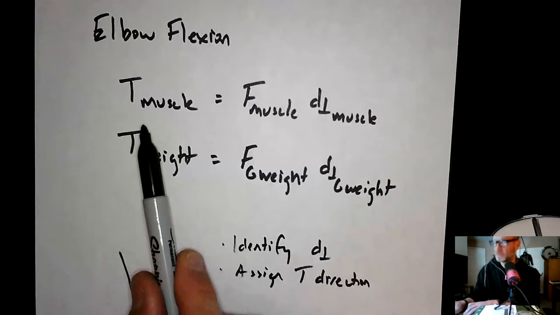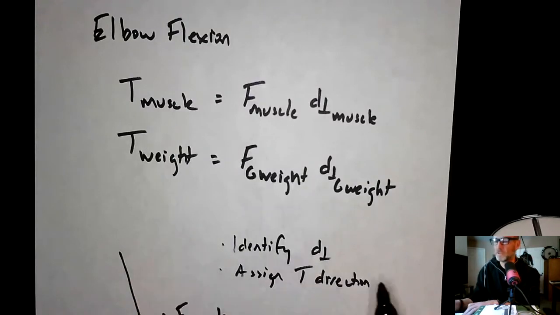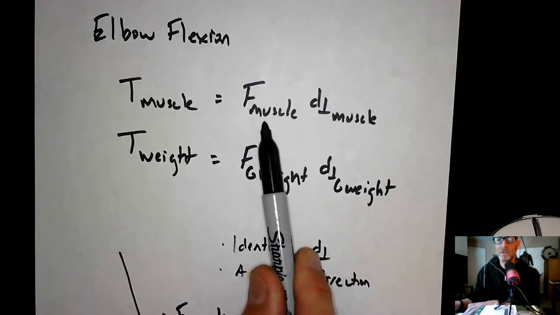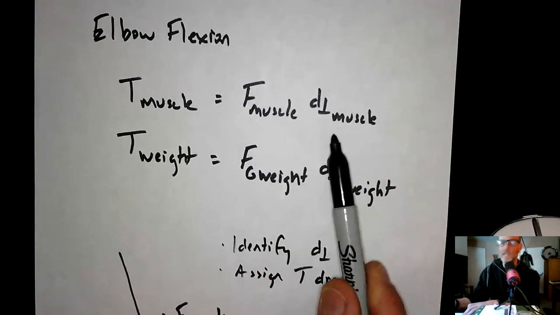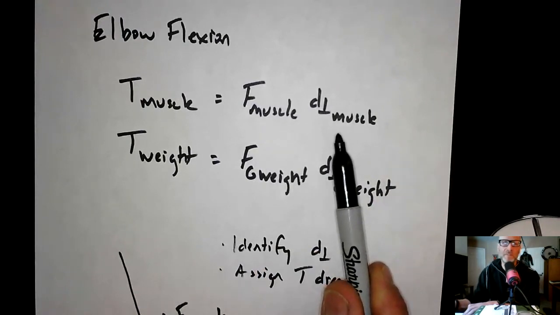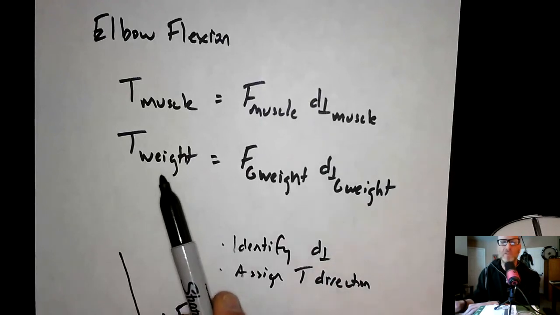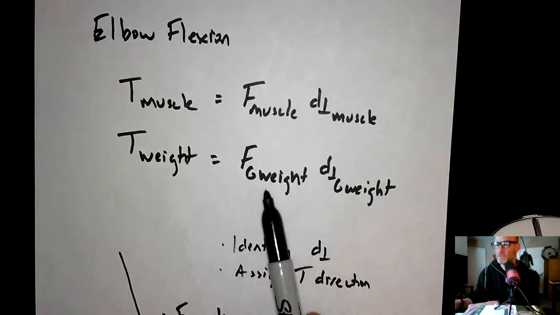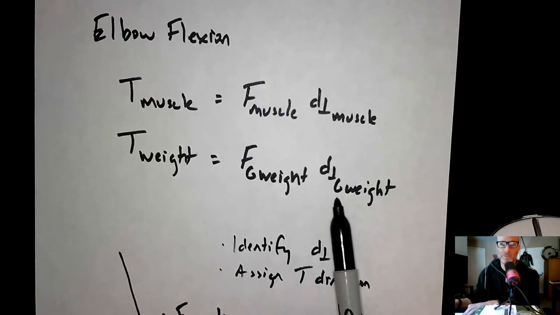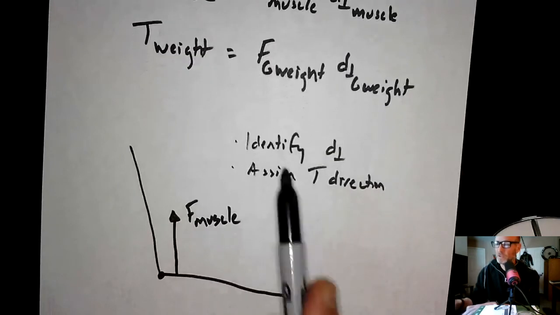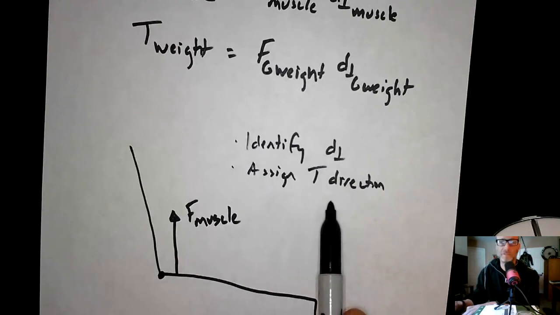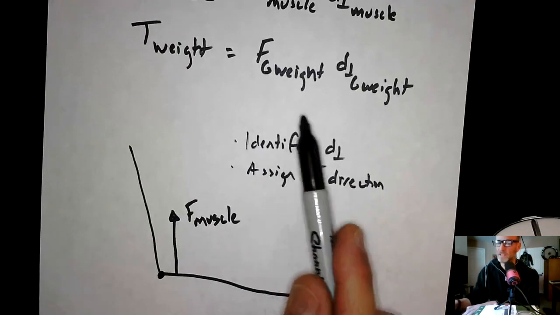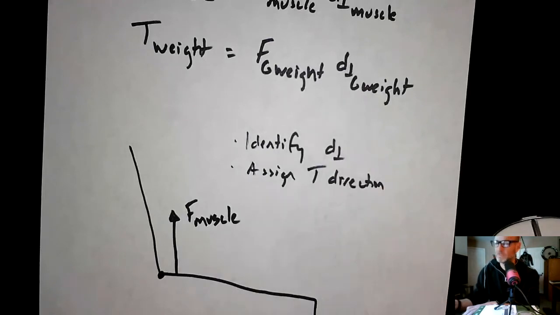We have two torques. The torque due to the muscle, and we calculate that torque by understanding how much force that muscle generates and identifying the moment arm of that muscle. We'll go through that in a second. And we have the torque due to the weight, which is equal to the product of the weight itself, the force of gravity acting on that weight, times its moment arm. So we've got two things we need to do. We need to identify the moment arm, and then we need to assign the torque direction. I didn't include this as a previous step because this is just part of the equation. But I'll do it now.